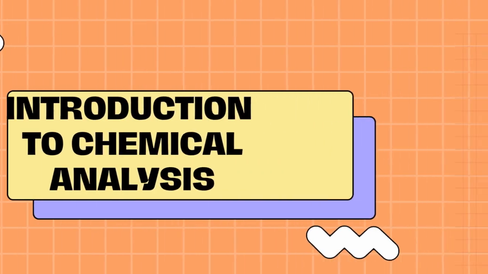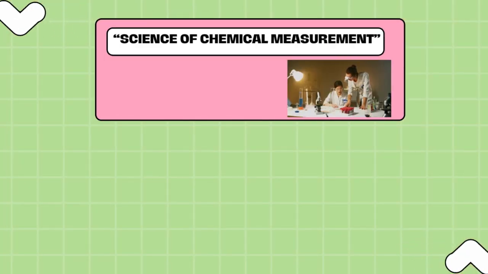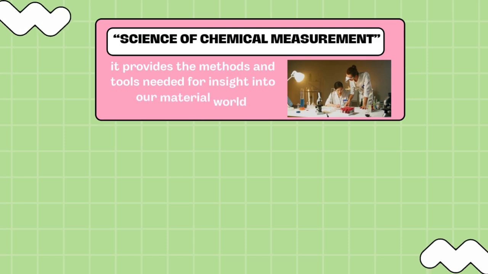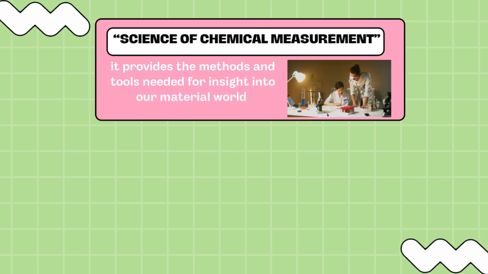Introduction to Chemical Analysis. What is analytical chemistry? Analytical chemistry is the science of chemical measurement. It provides the methods and tools needed to gain insight into our material world. It helps scientists understand materials by answering four fundamental questions.